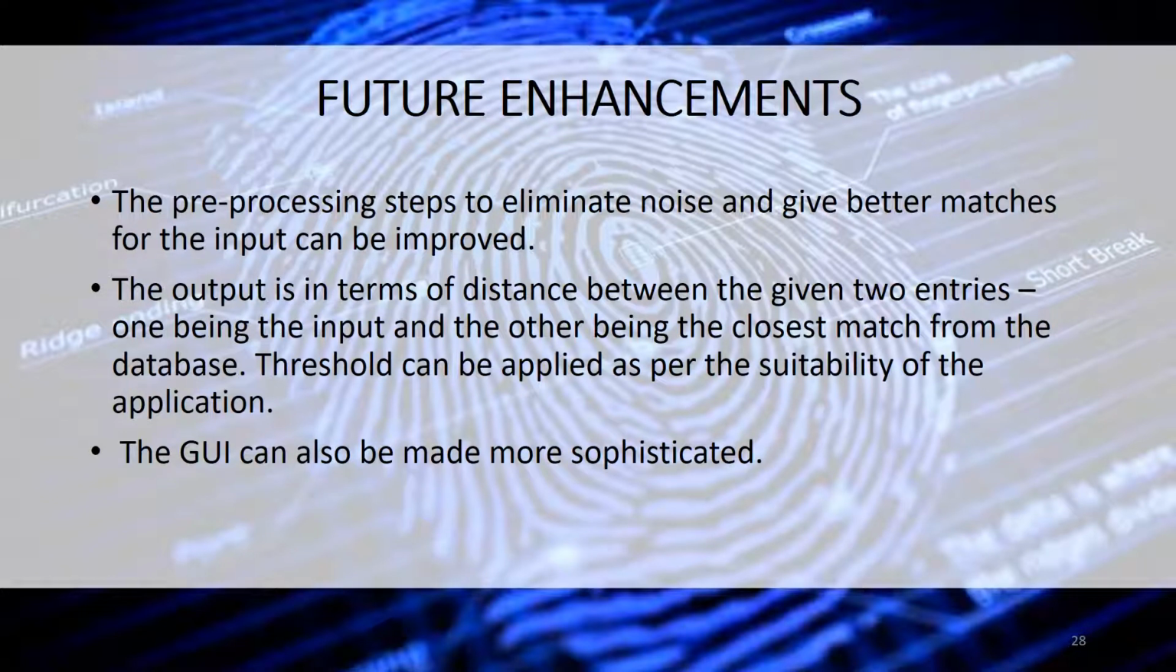The possible future enhancements for this project. The pre-processing steps to eliminate noise can be improved, and this can give better matches. The output is in terms of distance between the given two entries, one being the input and the other being the closest match from the database. A threshold can be applied as per the suitability of the given application. The graphical user interface can also be made more sophisticated.